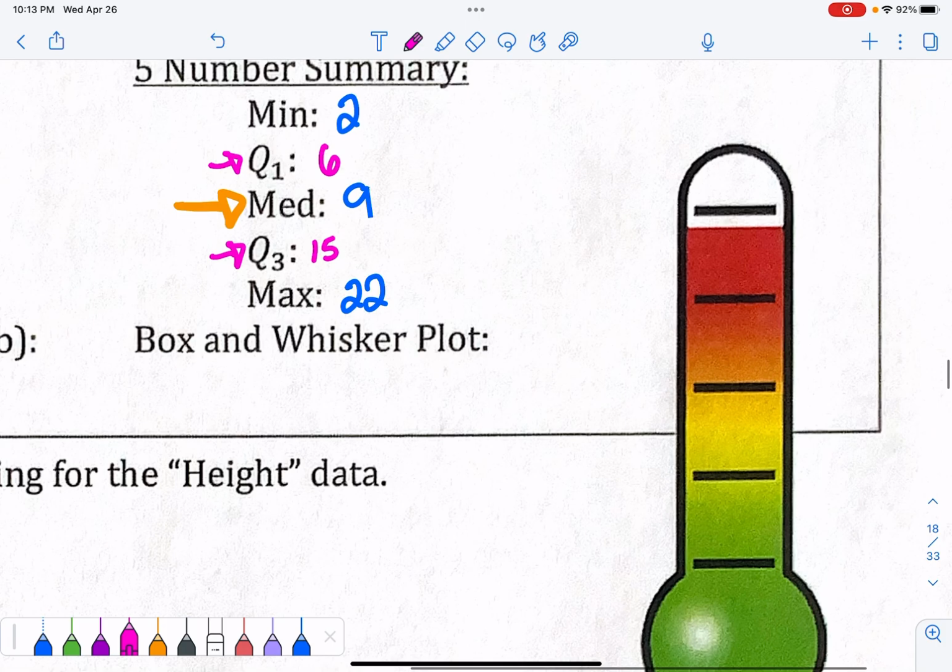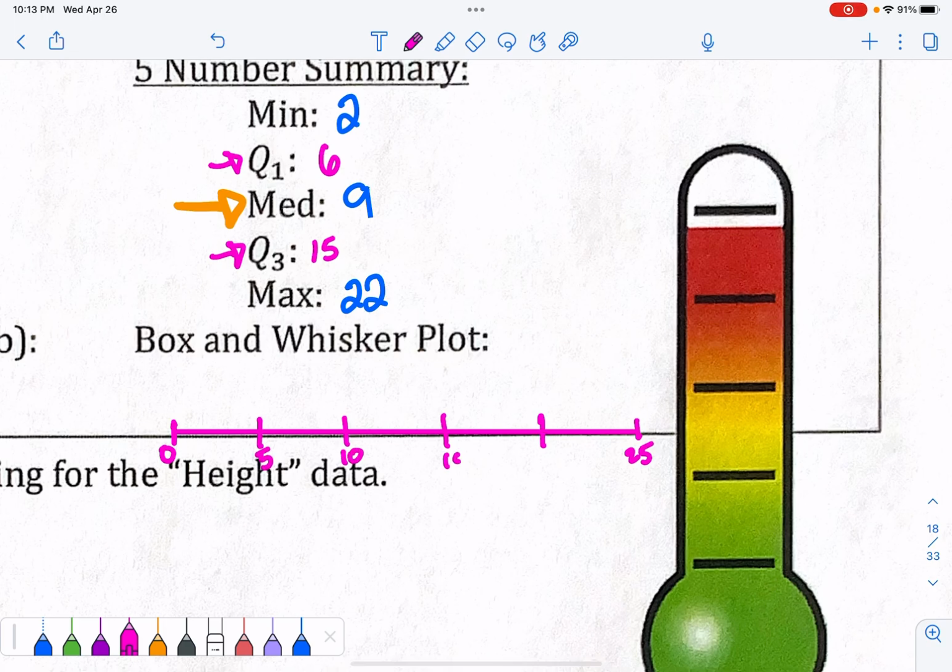If I make my box and whisker plot off of that, I'm going to first start by making a number line here. So I'm going to go 0 to maybe 25, I don't know. I'll go 5, 10, 15. Hey, that wasn't terribly spaced out. 5, 10, 15, 20, 25, okay?